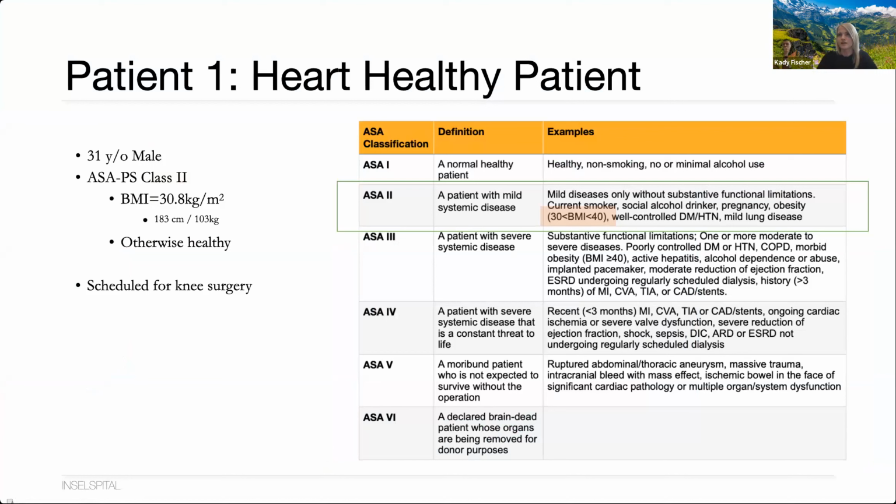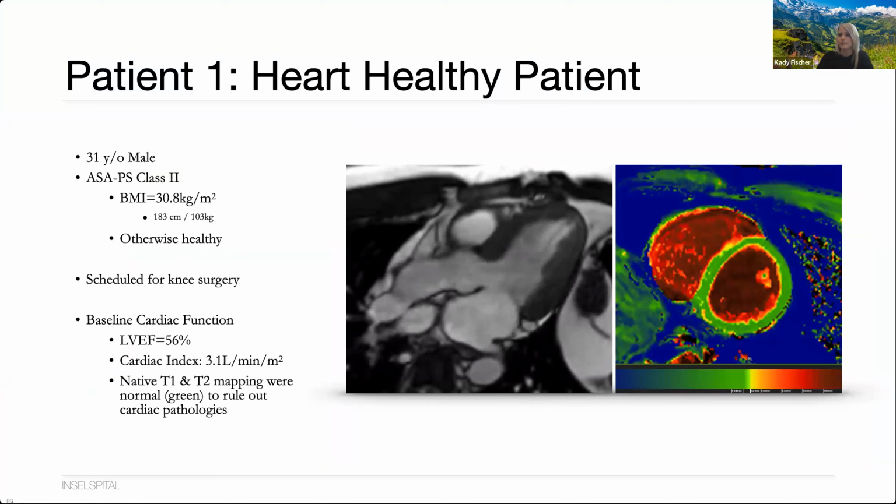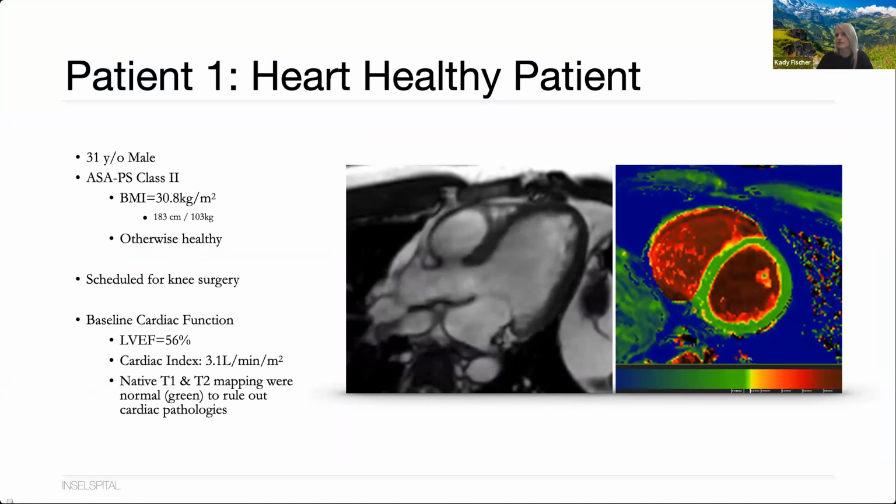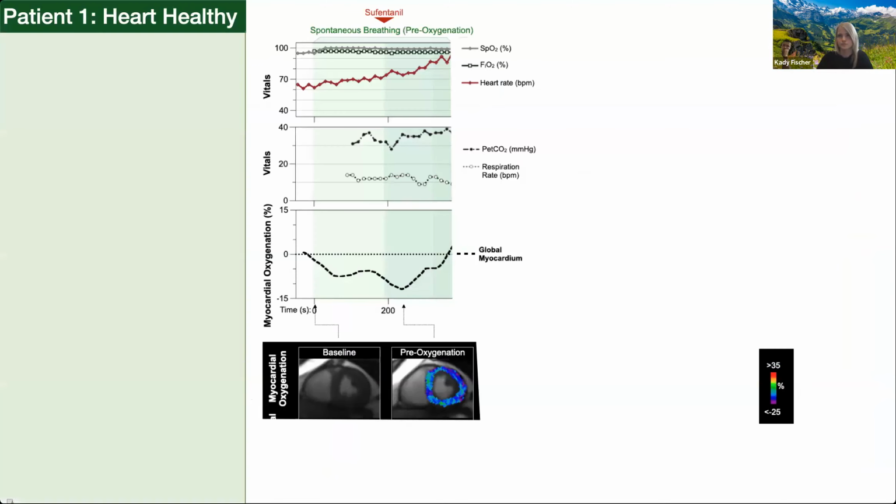So the first one is a heart healthy patient. They are a little bit obese, so they are a bit higher on the ASA schedule, or ASA, risk stratification, and they were scheduled for knee surgery. They had pretty normal function. We did some non-contrast free mapping to show everything was within normal ranges.